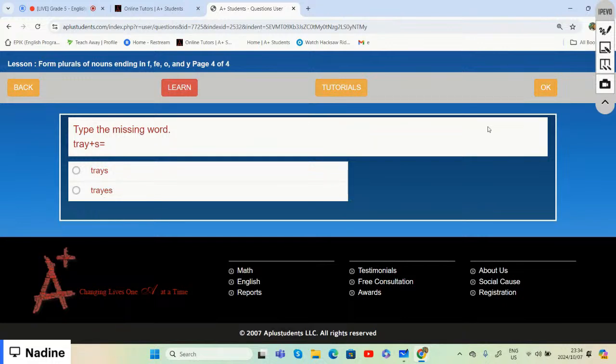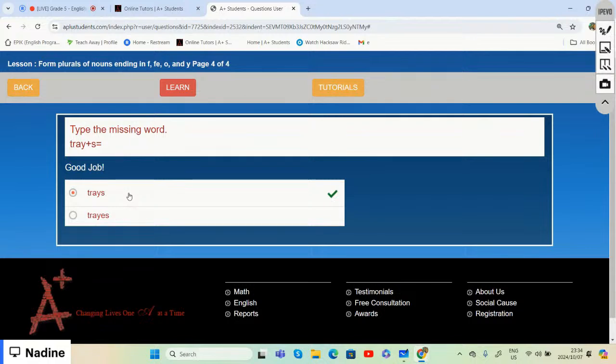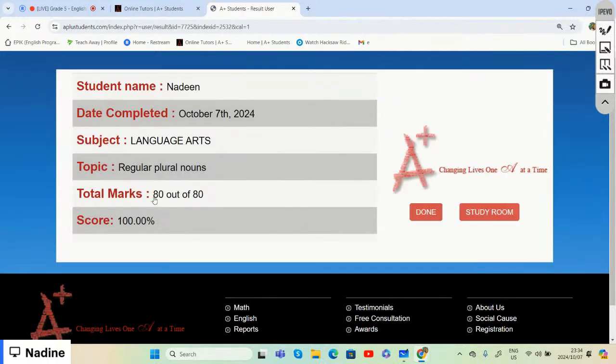All right, option one. Guys, I'm giving you a chance as some of you are not focusing. Option one, right? Remember, we're only saying tray plus an S. We just add an S to that word. So look specifically at that. So well done. Trays, right?